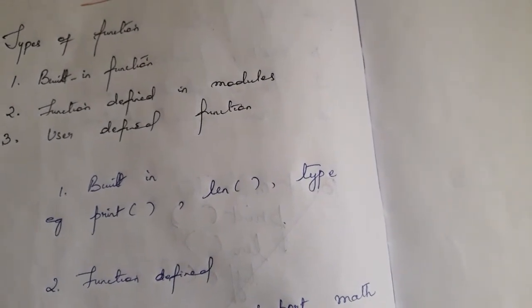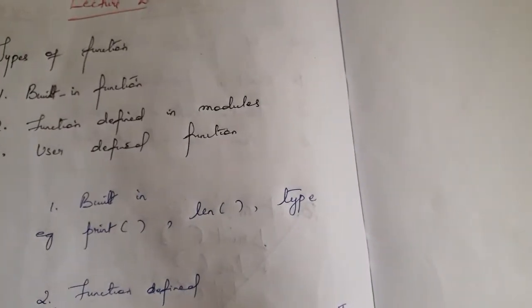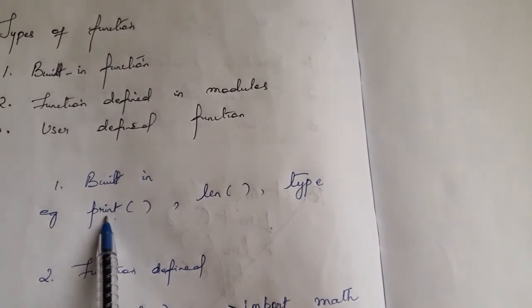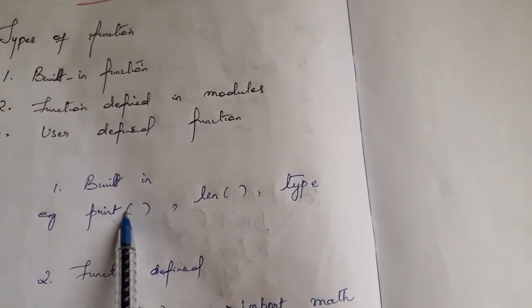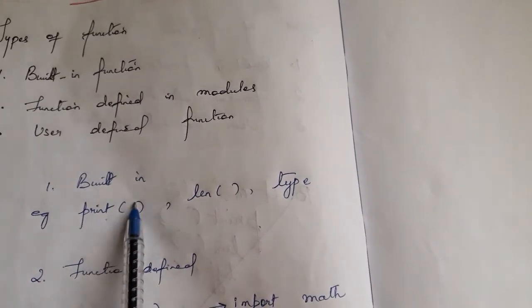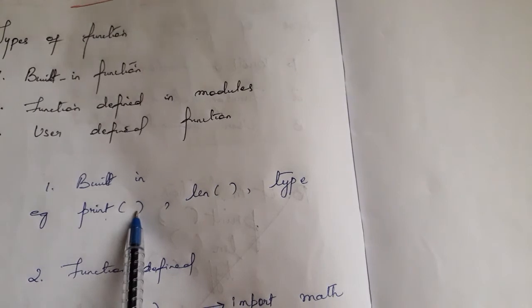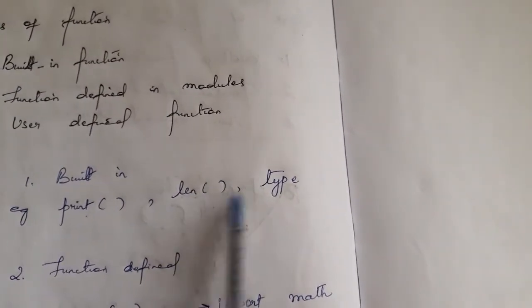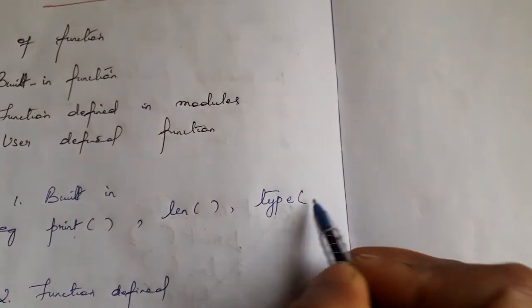We'll start here with the built-in function. I have already written the example so that it will be easy for you to relate to. In built-in functions, an example is the print function that I've used. If you remember, I mentioned that a function has a function name followed by the bracket. So here the function name is print followed by this bracket. Here the parameter is empty. Likewise, we have the len function, which is also another built-in function. And the third one is the type function. Okay, I missed a bracket here.